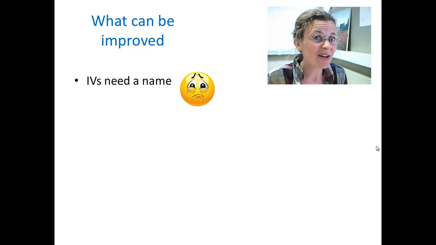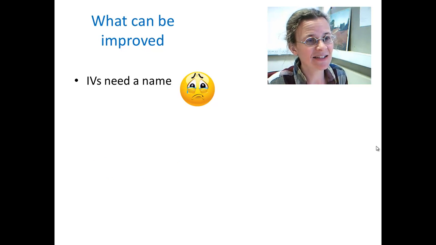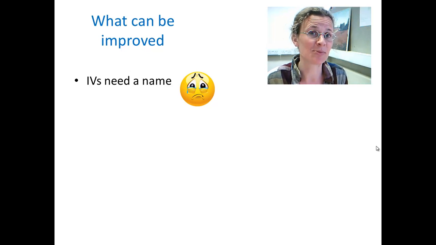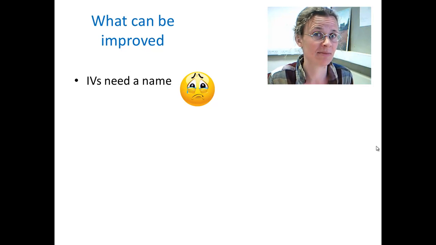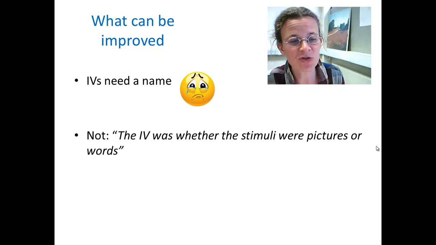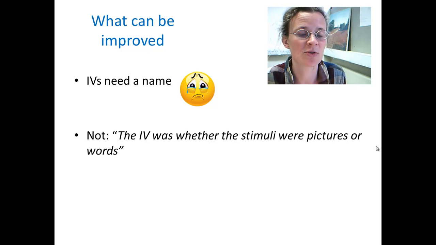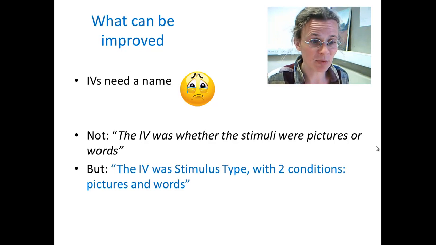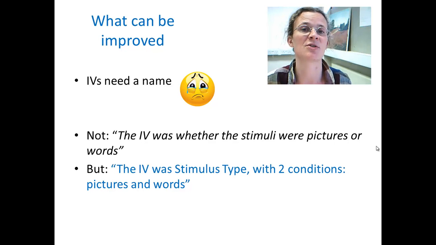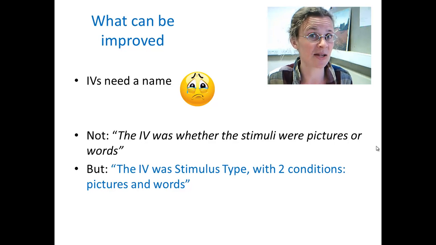I've said it before, and I'm going to say it again, that independent variables need a name. They really do. They get terribly upset if you don't give them a name. I'm serious. So, the independent variable was not whether the stimuli were pictures or words. The independent variable has a name. The independent variable was stimulus type with two conditions, pictures and words. So that's the way to write it. Please bear that in mind for next year.